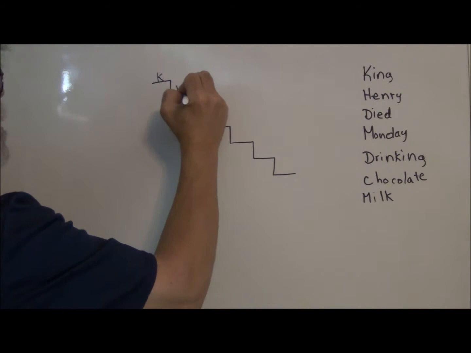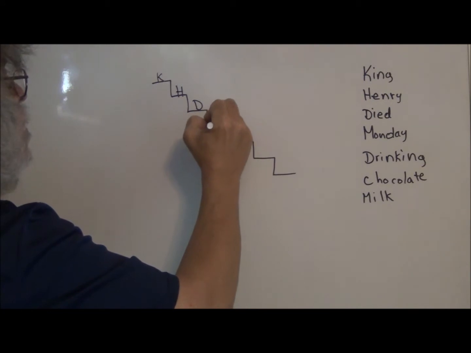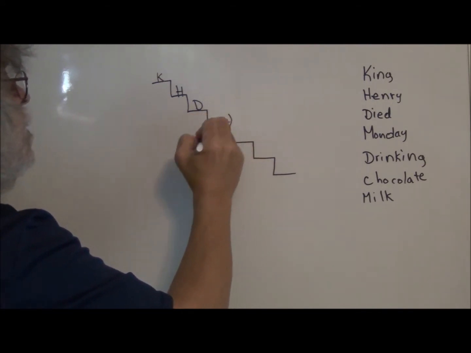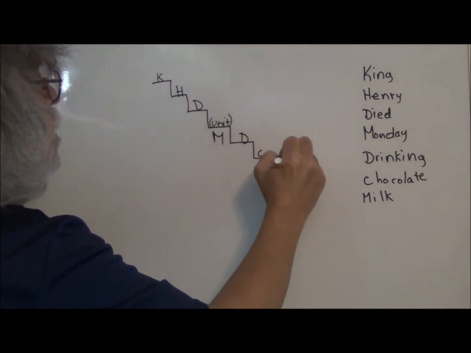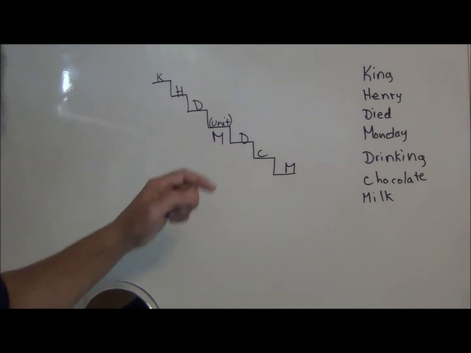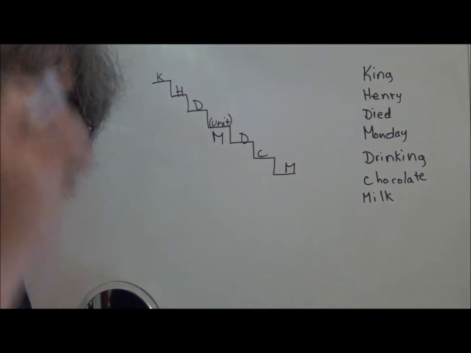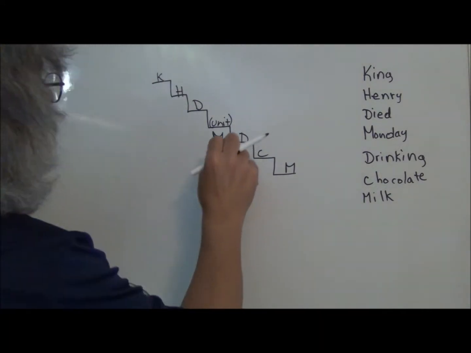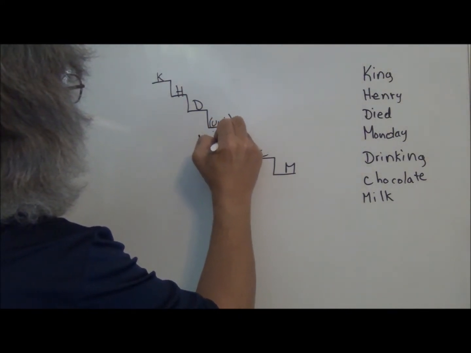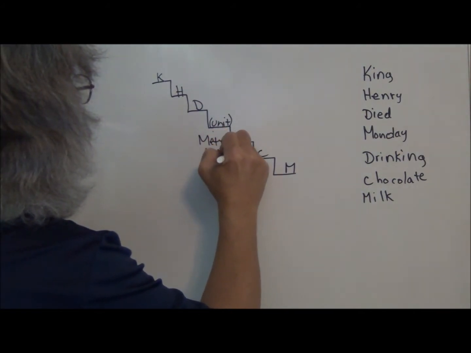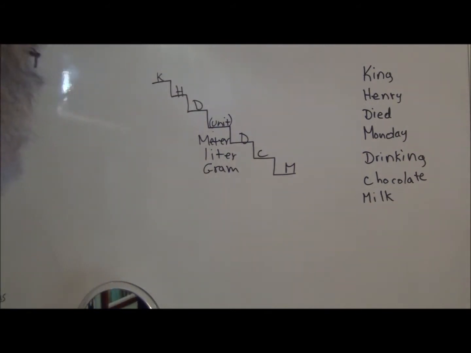King Henry died. And then I'm going to put this one down here because this is actually unit. So I'm going to put the word unit up here. It'll make sense in a minute. And we're going to put Monday drinking chocolate milk. Okay, so the reason we did that is because there's 3 different units. So there can be M for meter, L for liter, and G for gram. So I'm going to actually write that there. So we're going to do meter, liter, and gram. So that's going to come into play in a minute.